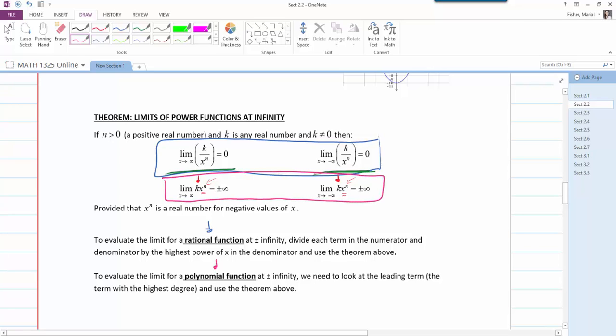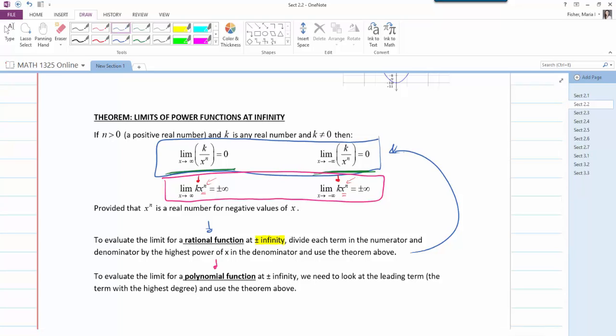So when you have rational functions and you're trying to find the limit at positive and negative infinity, and only when you're trying to find the limits at positive and negative infinity, to figure out what's happening, you want to divide each term in the numerator and the denominator by the highest power of x in the denominator and use the theorem above here to figure out what's going on.